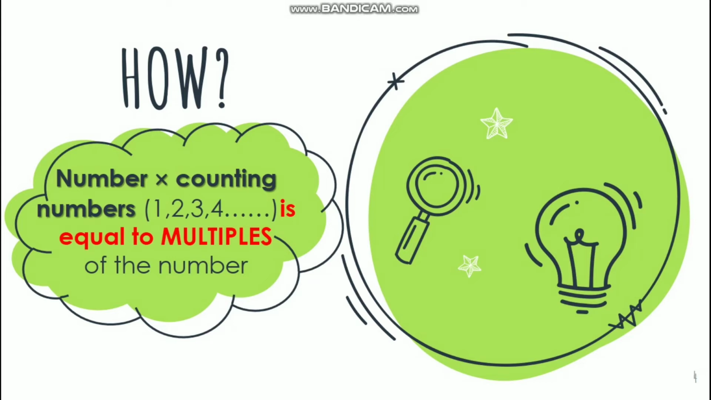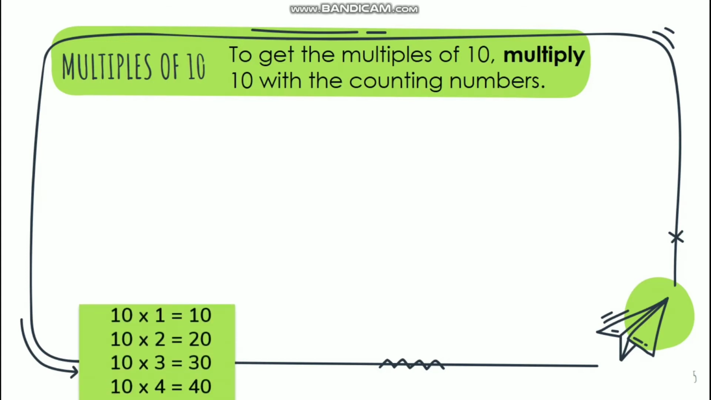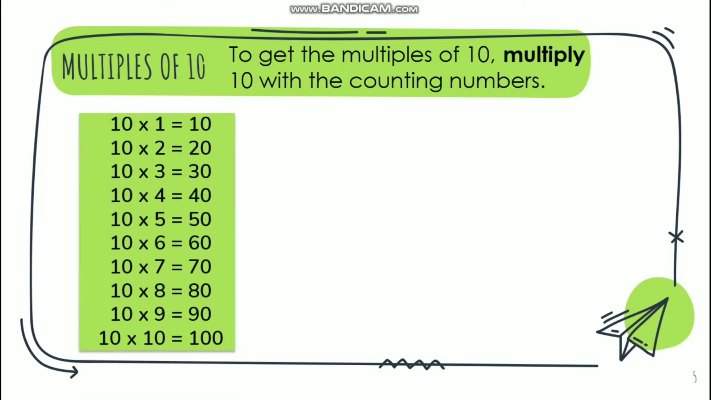Okay, let's have an example. For example, we are going to find the multiples of 10. So to get the multiples of 10, we are going to multiply 10 with the counting numbers. So here are the first 10 multiples of 10. So here we multiply 10 times 1, 10 times 2, 10 times 3, 10 times 4, 10 times 5, 10 times 6, 10 times 7, 10 times 8, 10 times 9, and 10 times 10.